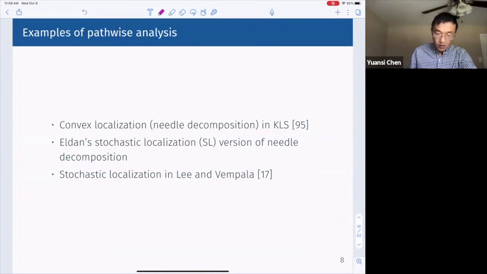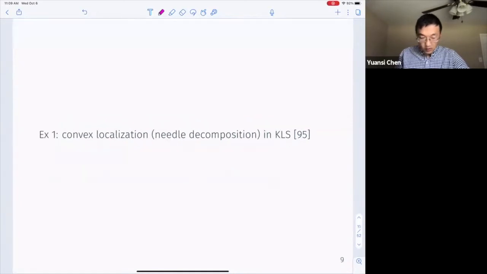Okay, so three examples here: the convex localization, also called needle decomposition in KLS 95, and then we can actually have a stochastic localization version of needle decomposition. I'll explain it. And then in the last, we'll explain the example of stochastic localization in Lee and Vempala, where they got the lower bound 1 over n to the 1/4 in the KLS conjecture in 2017.